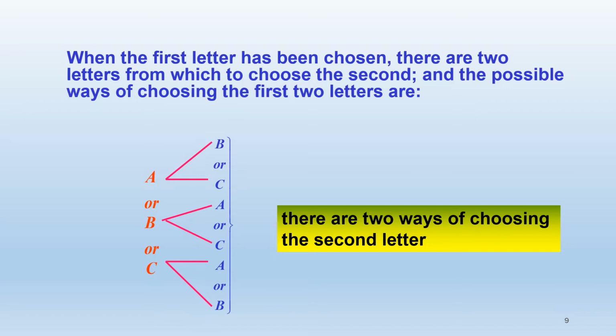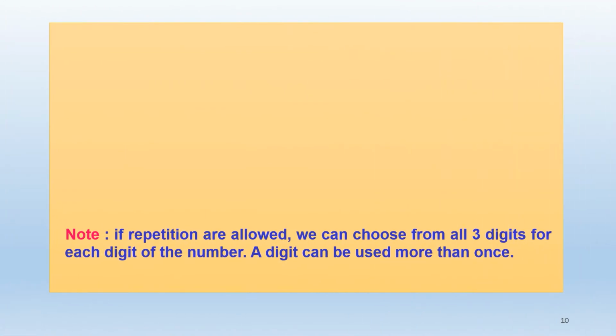And the possible ways of choosing the first two letters are like this one. You have the first one, you can choose from these three, A, B, or C. And then the second letter, you can choose the other two. There are two ways of choosing the second letter. Whether you start with A, then the second one you will have to choose from B or C. If you start with B, you will have to choose A and C. If you start with C, then you have an option for A or B for your second letter, meaning that you have two options or two ways of choosing the second letter.